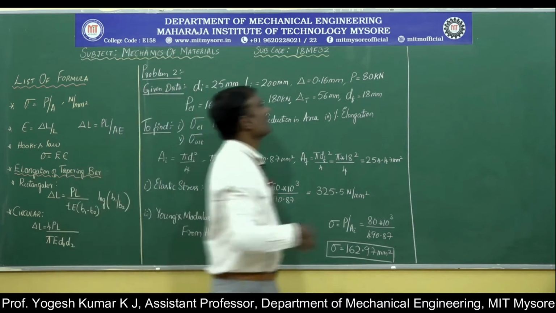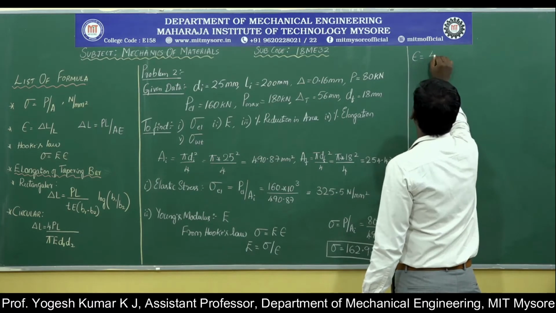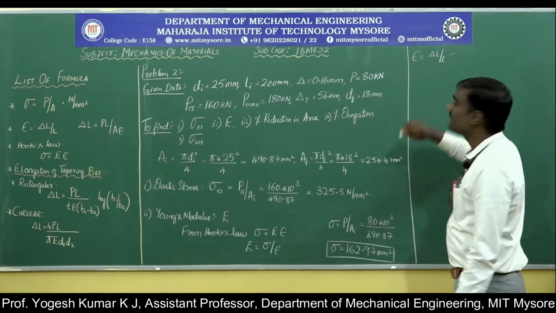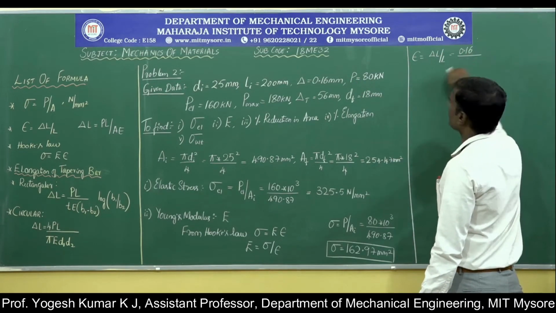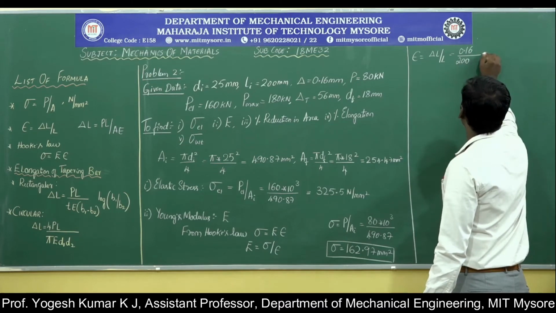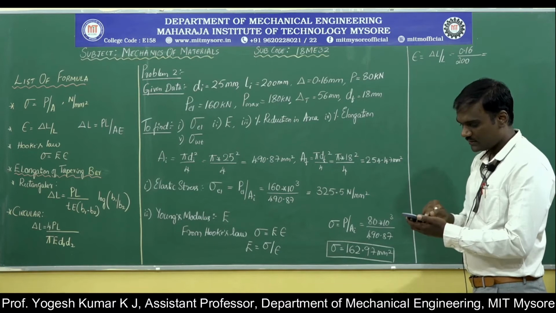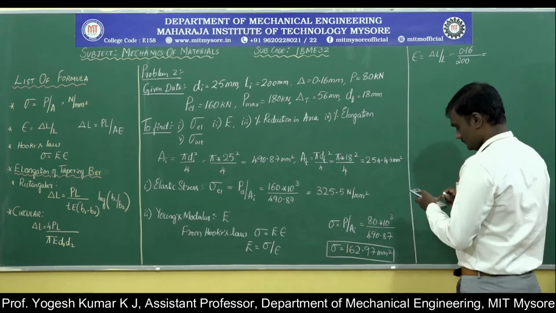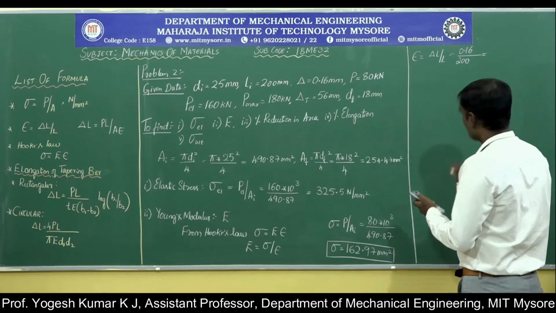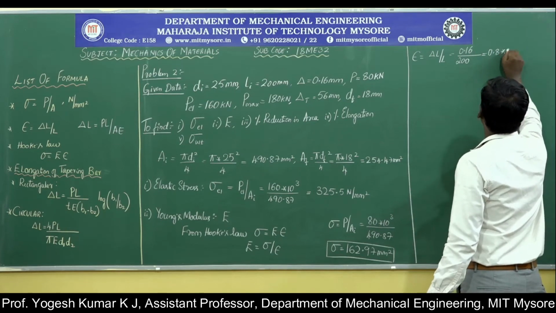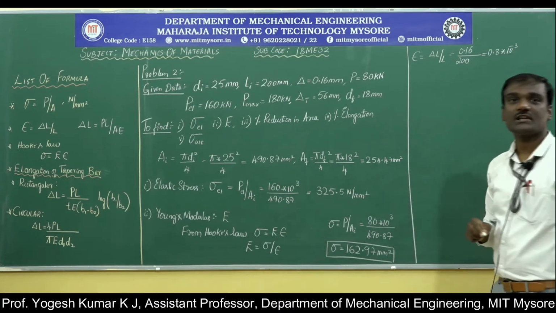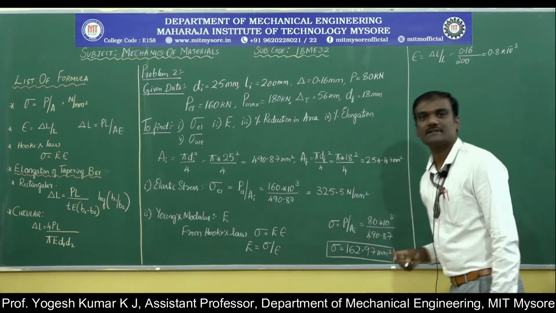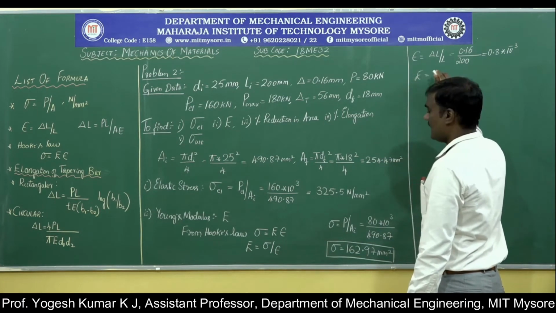Let us find the strain within the elastic limit. So we know strain is given by delta L by L. The elongation within the elastic limit given to us is 0.16 mm and the gauge length is 200 mm. So if you solve 0.16 divided by 200, we get it as 0.8 into 10 power minus 3. Remember, the strain is a dimensionless quantity. Now we know both the numerator as well as the denominator. Let us find the Young's modulus.